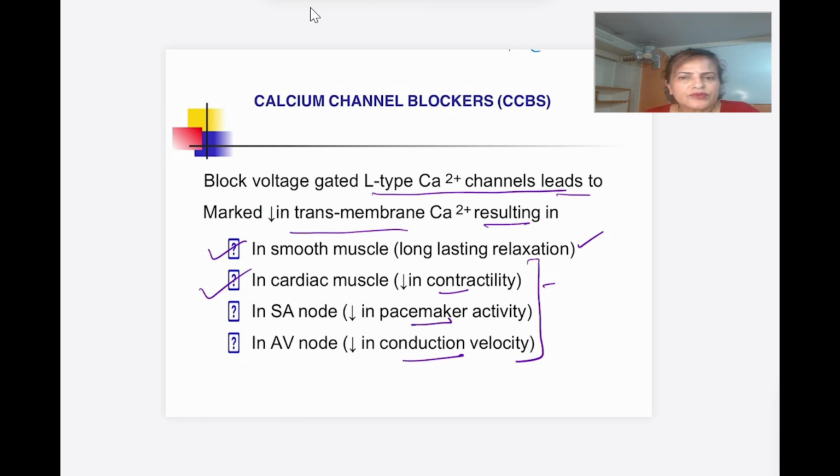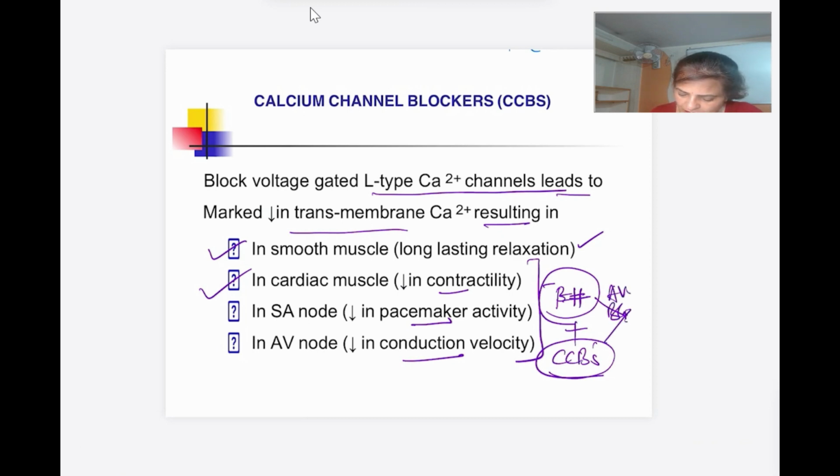So all the negative. This action resembles the beta blocker. Beta blockers also have the same action; calcium channel blockers also have the same action. So that's why beta blocker and calcium channel blocker should not be given together. Otherwise, what will happen? There will be AV blockage. So this is the reason. Now, which calcium channel blocker we can give? We will discuss shortly with that also.